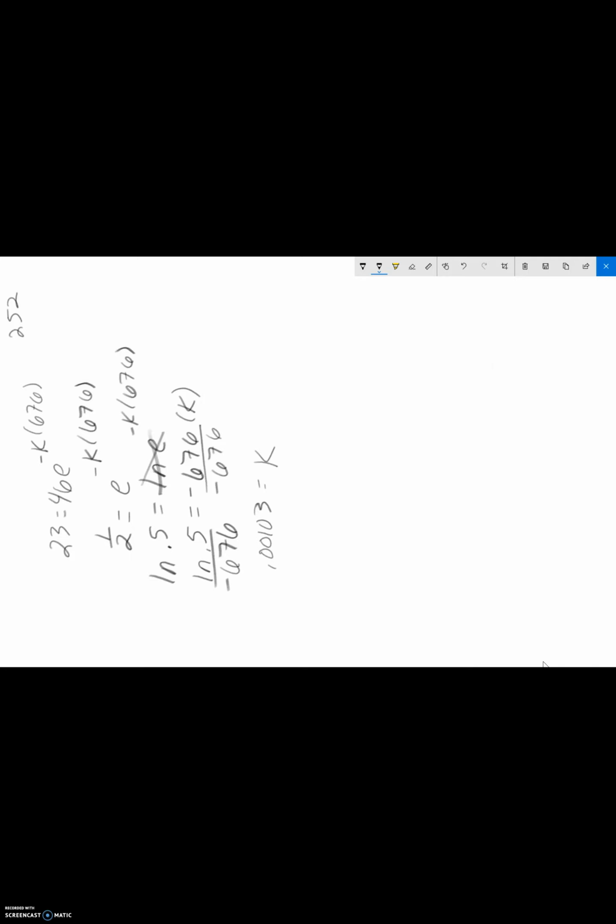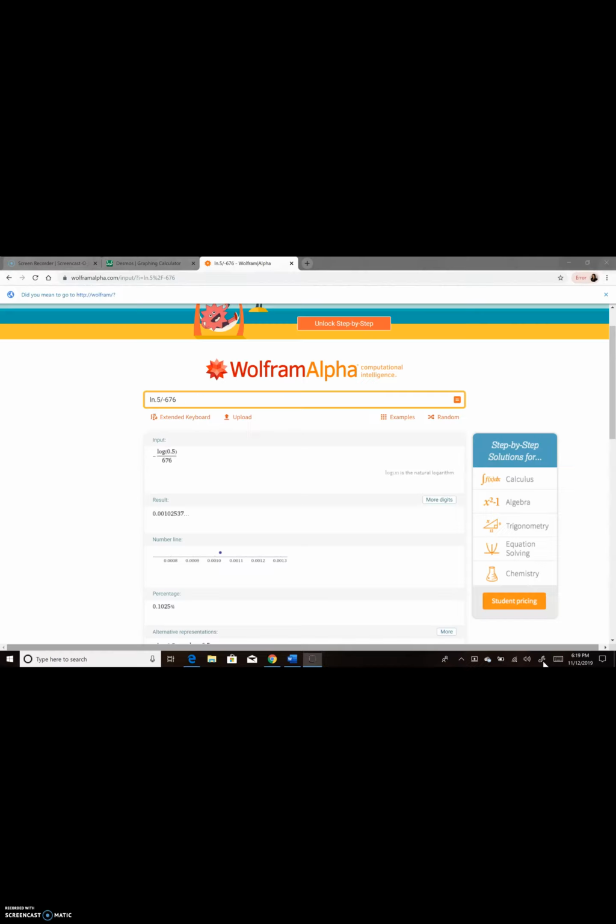Now we can put it back into the equation to figure out how much is going to be left after 252 years. We want to know this A, how much is left. If we start off with 46, e to the negative 0.00103 times 252. And I'm just going to put that into Wolfram Alpha. I'm going to write it down really quick: 46e to the negative 0.00103 times 252.